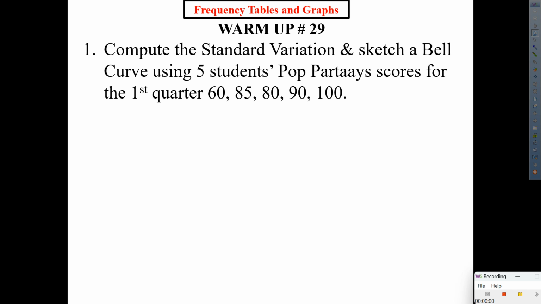9, compute the standard deviation. My bad, it's a typo again. I put variation. Wow. And sketch a bell curve using 5 students' pop party scores for the first quarter. And they give us 60, 85, 85, 80, 90, and 100.